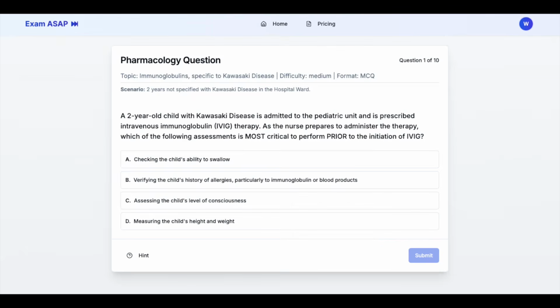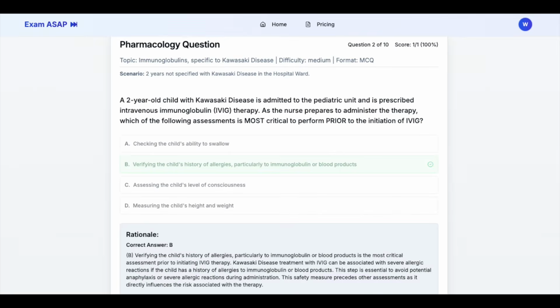A 2-year-old child with Kawasaki disease is admitted to the pediatric unit and is prescribed intravenous immunoglobulin therapy. As the nurse prepares to administer the therapy, which of the following assessments is most critical to perform prior to the initiation of IVIG? The correct answer is B, verifying the child's history of allergies, particularly to immunoglobulin or blood products.